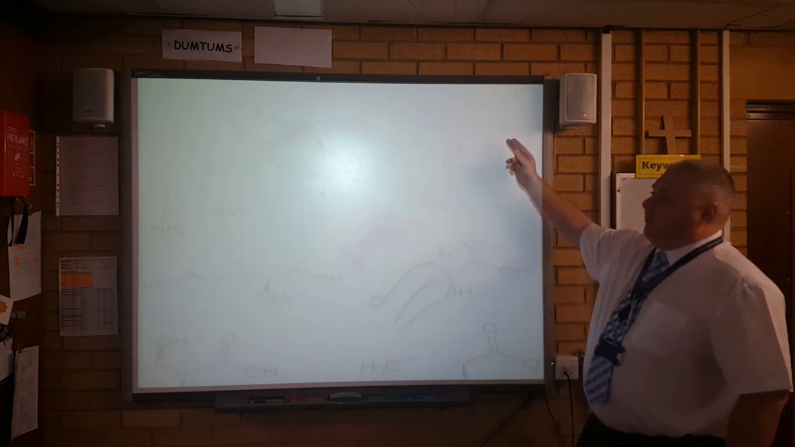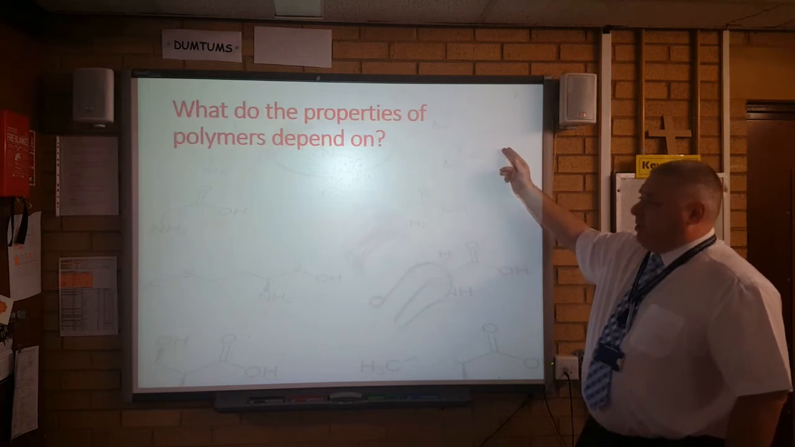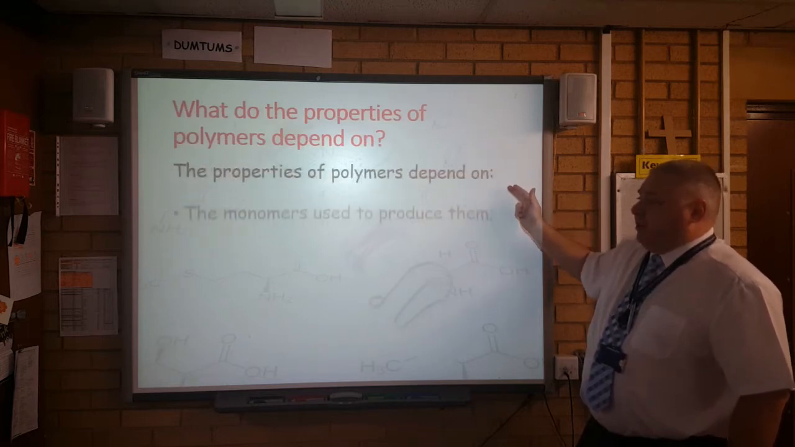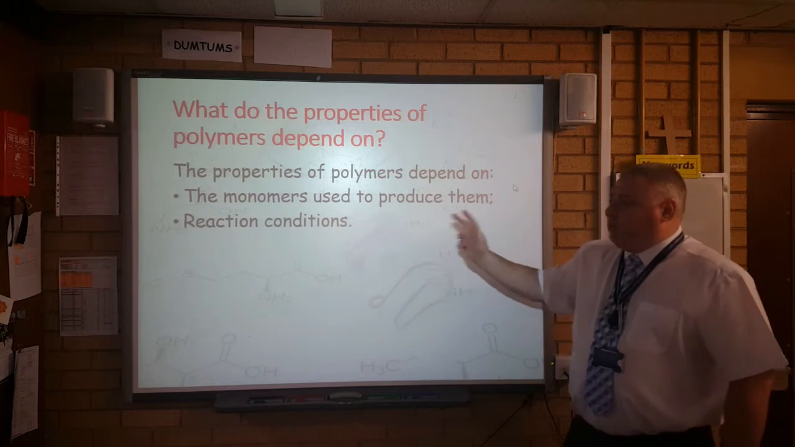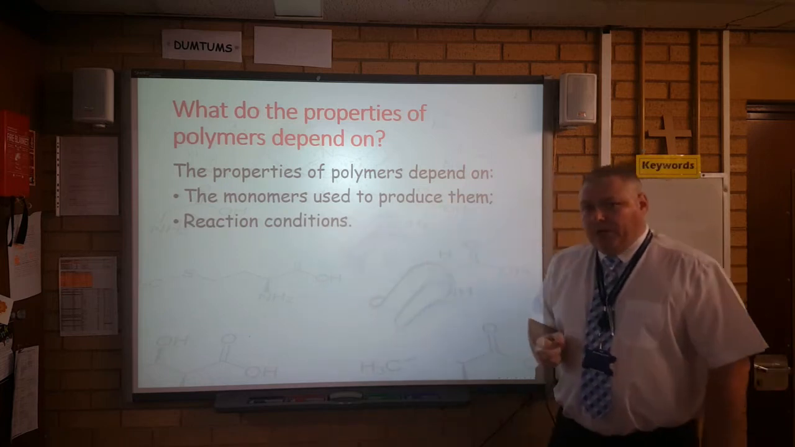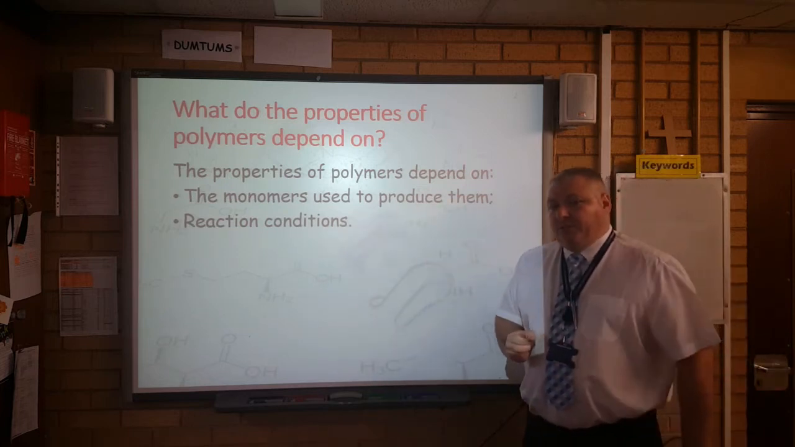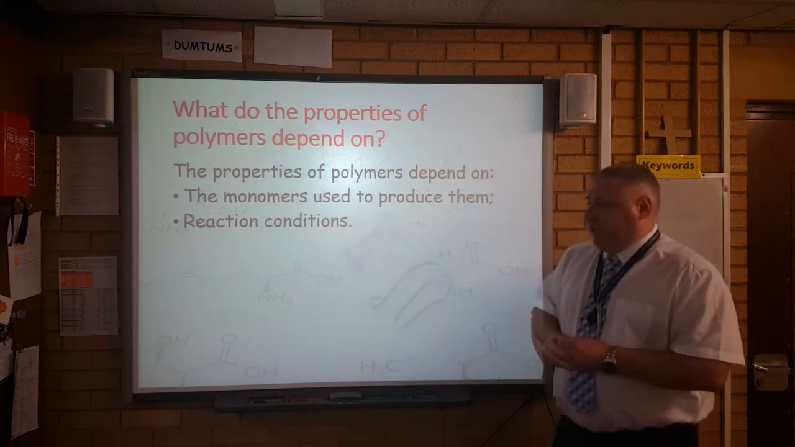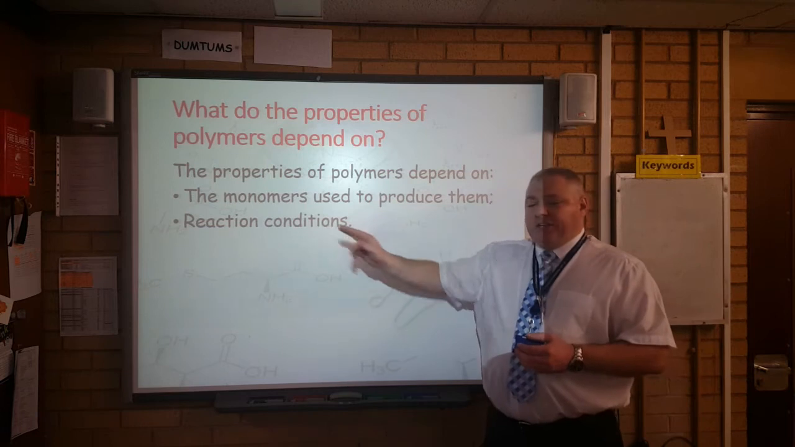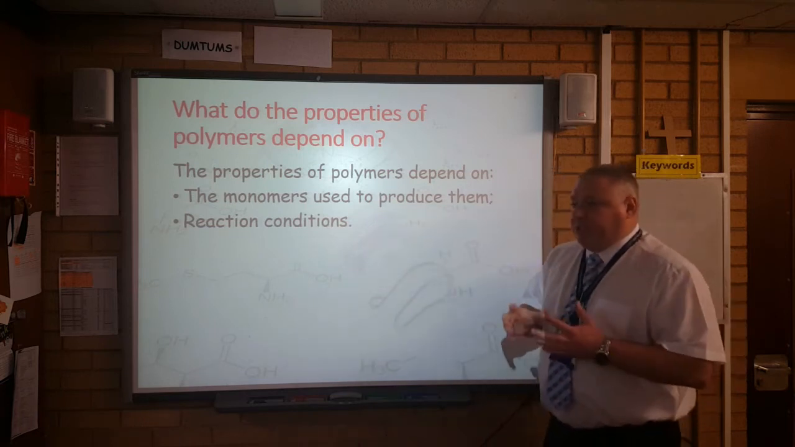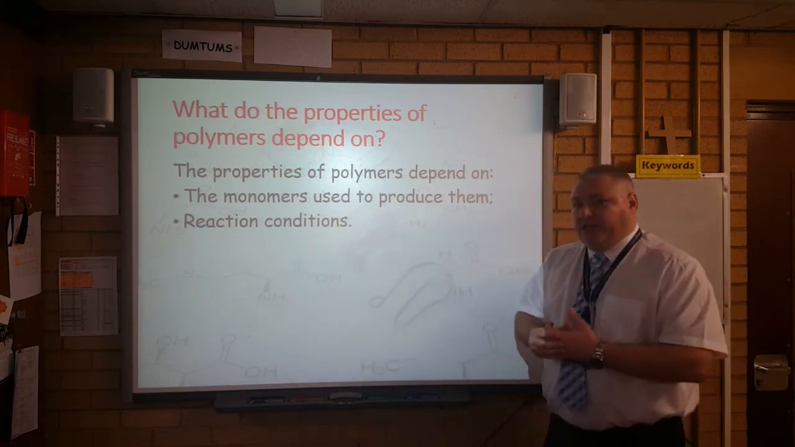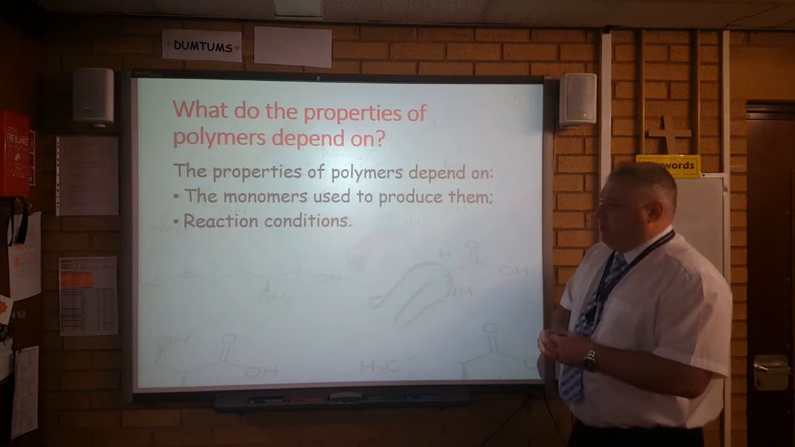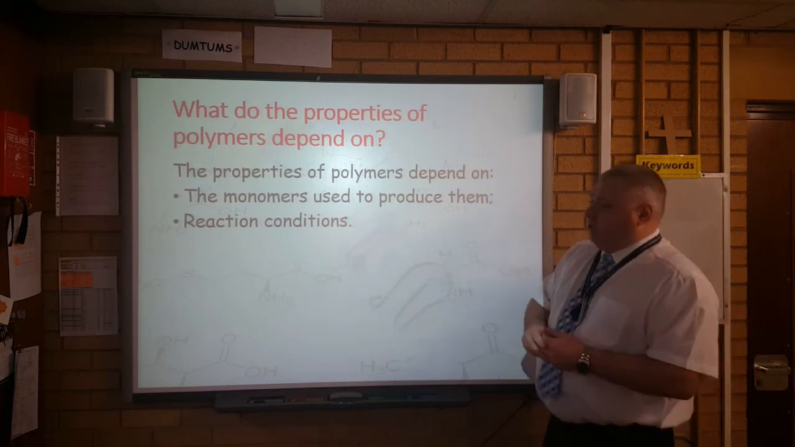So, how do we affect the properties of polymers? Well, the properties of polymers are affected by two things. Number one is the monomer used to make the polymer. Now remember, the definition of the word monomer is it's the repeating unit of the polymer chain. And also the reaction conditions. So the conditions used in the chemical reaction can also affect the properties. I'm going to talk about reaction conditions first.